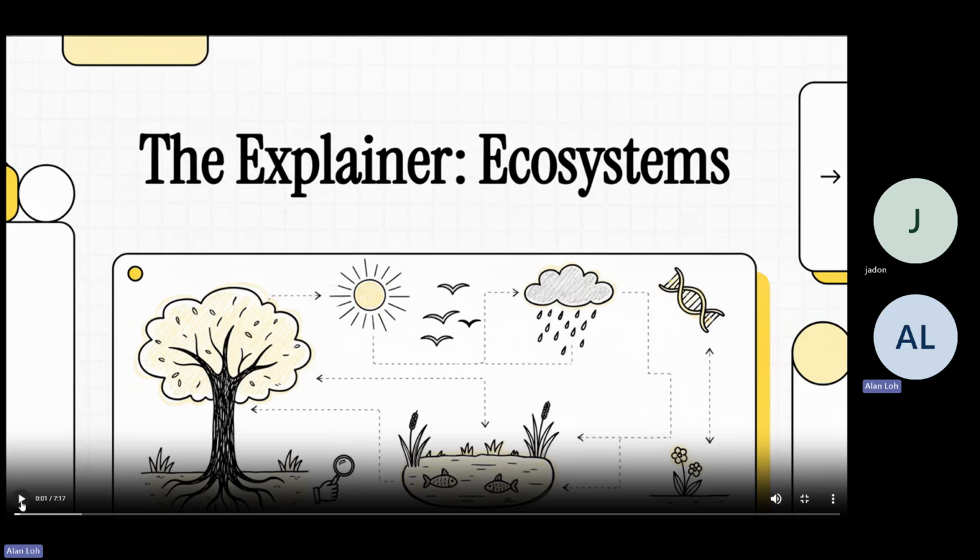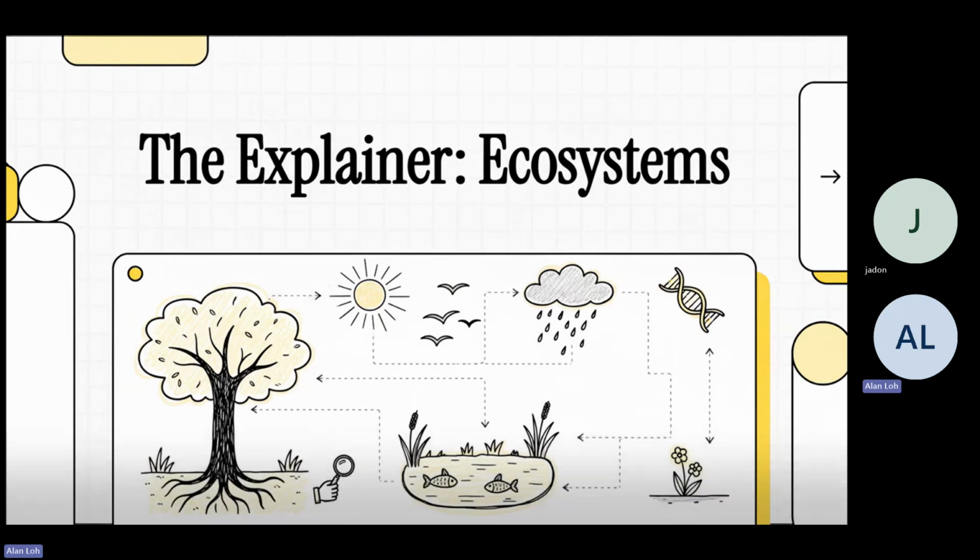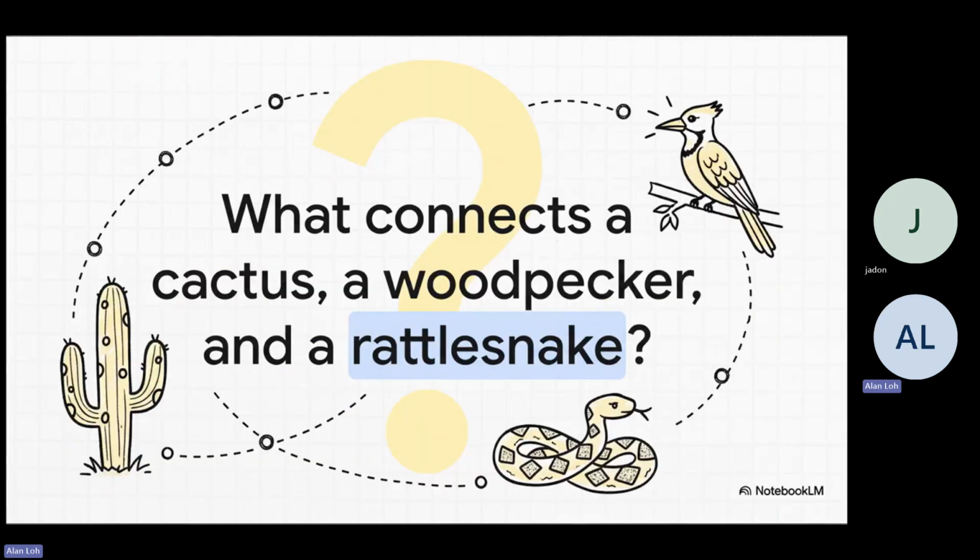Okay, let's start now. Today, we're diving into the hidden rules that run the natural world. We're talking about ecosystems, these super complex webs of life that are happening all around us, all the time, often in ways you would never, ever expect. So let me ask you this. What in the world connects a cactus, a woodpecker, and a rattlesnake?